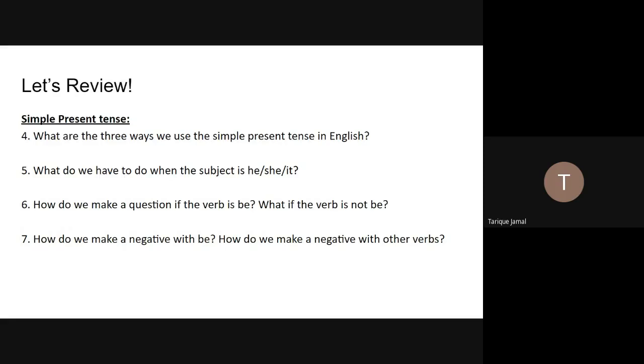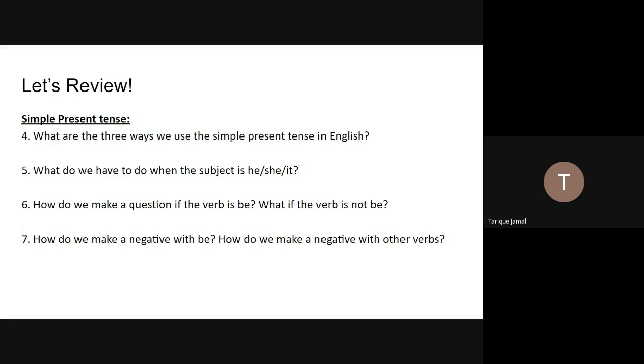What do we have to do when the subject is he, she, it? How do we make a question if the verb is be? What if the verb is not be? How do we make a negative with be? How do we make a negative with other verbs, right? And this is something that we have done already in our presentation, correct? So you should know that.